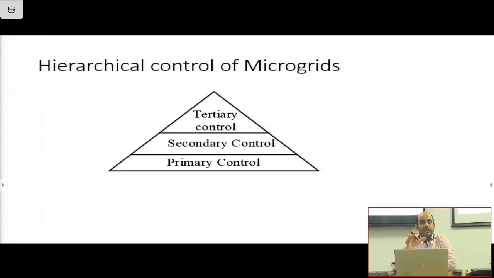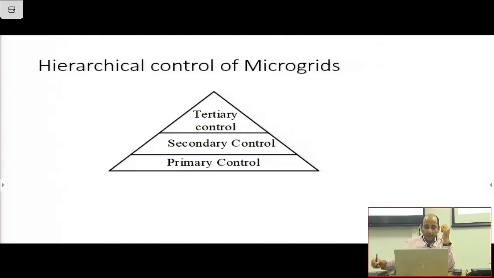That means, for example, let's say there are 10 sources in the microgrid. Your load is, for example, 10 kilowatt. Then what do you want? Each source should provide 1 kilowatt of power. Okay. Then what happens? How do you ensure that each source provides 1 kilowatt of power? That ensuring is done by the primary control.